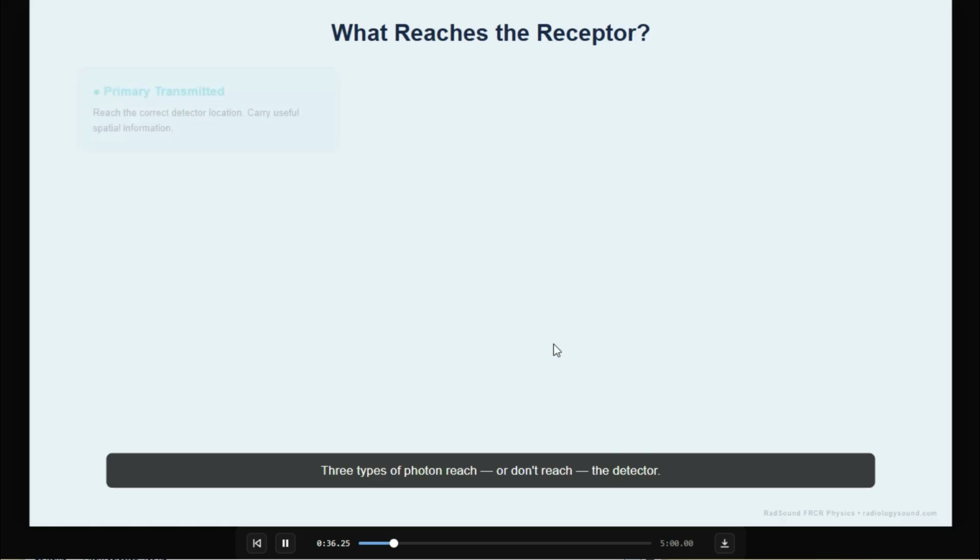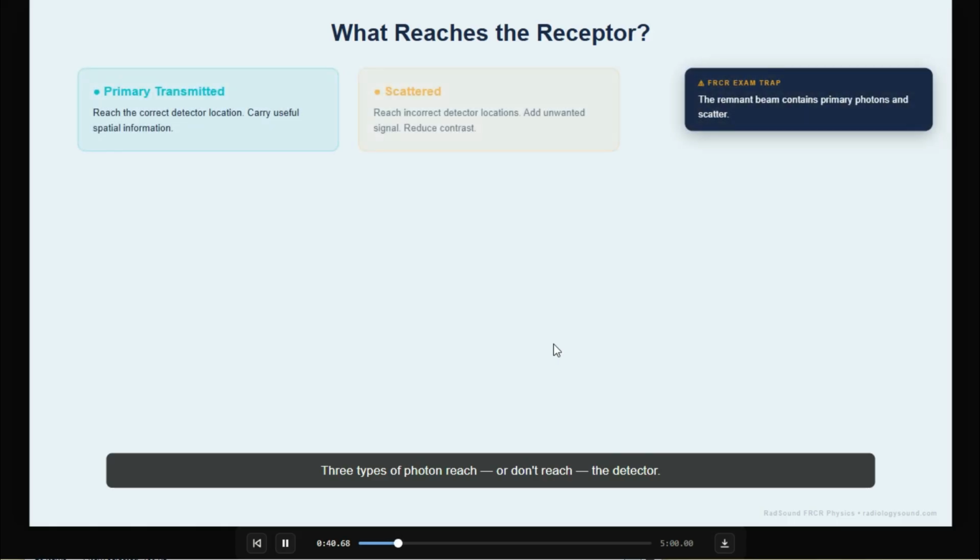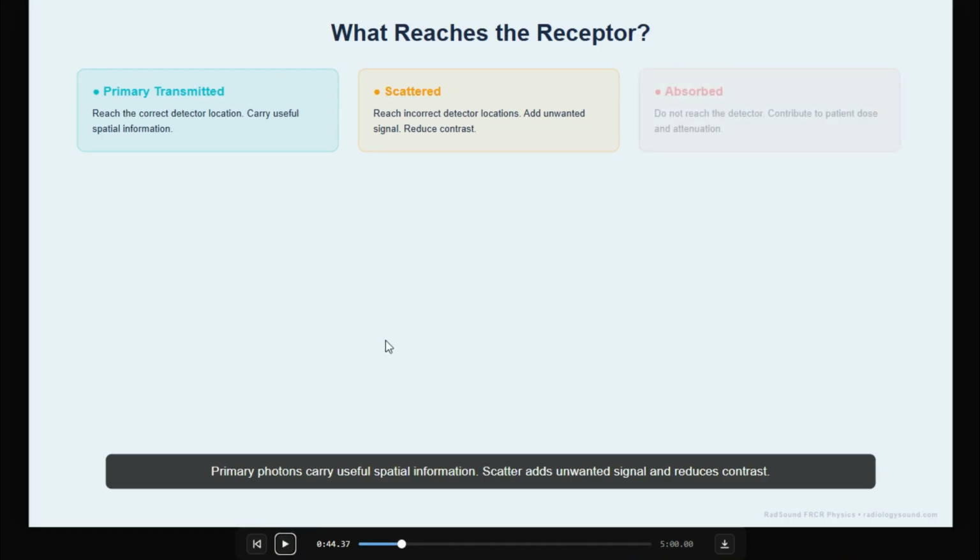So what reaches the receptor? We have primary transmitted photons, we have scattered photons, and at the same time we will have absorbed photons. So which one reaches the receptor? Which one is recorded as a positional image, or takes the information from the exposed site to the detector?